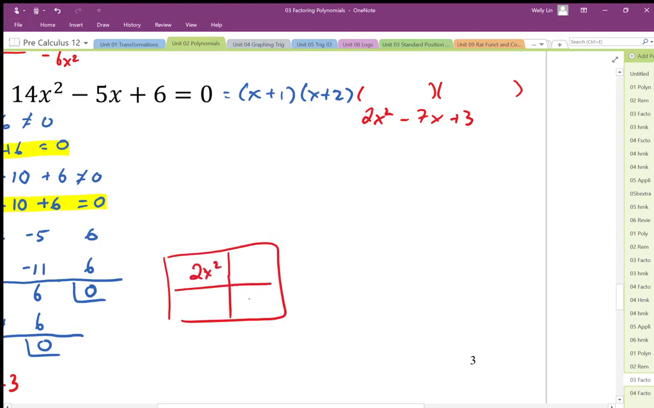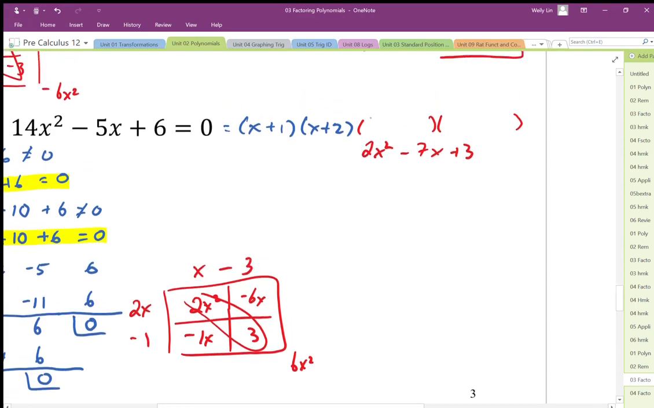2x squared, I've got 6x squared. So two numbers that multiply to 6 and add to negative 7 are negative 6 and negative 1. I've got a common factor of 2 here. Here we've got a common factor of, looks like it's going to be negative 1. Here we've got x, and then here I'm going to have negative 3. So my linear factors end up being x minus 3 and 2x minus 1.